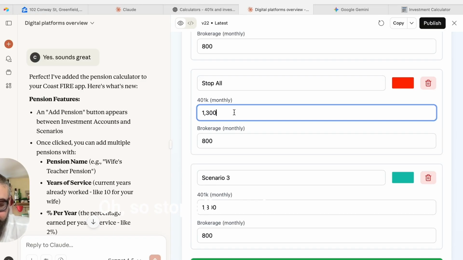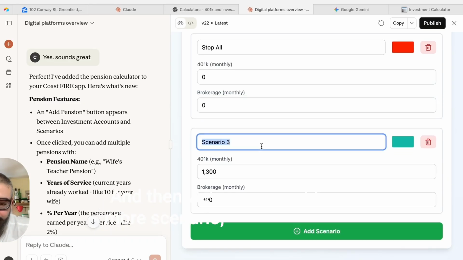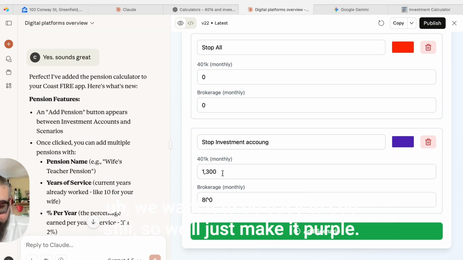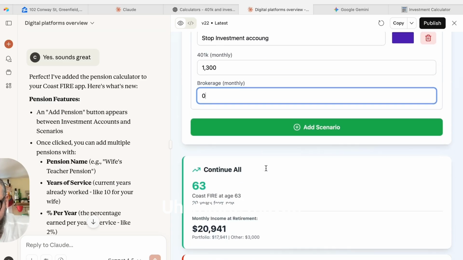So stop all, I need to get rid of that. And I'm going to get rid of that. And then we're going to add one more scenario. Stop investment account. And we want it to be easy to see still, so we'll just make it purple. Maybe yellow or something.